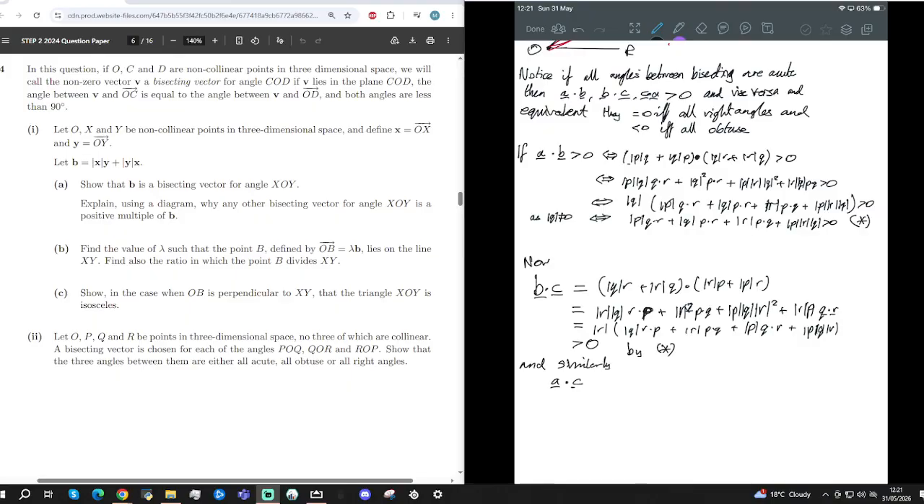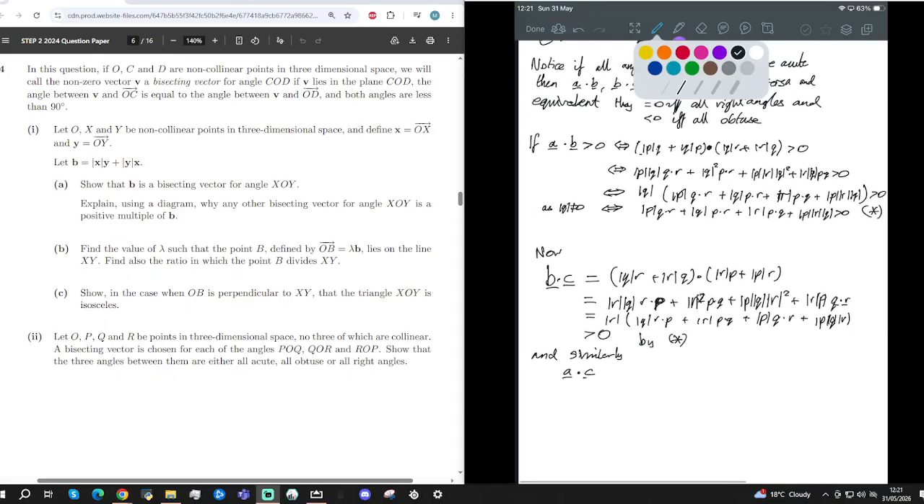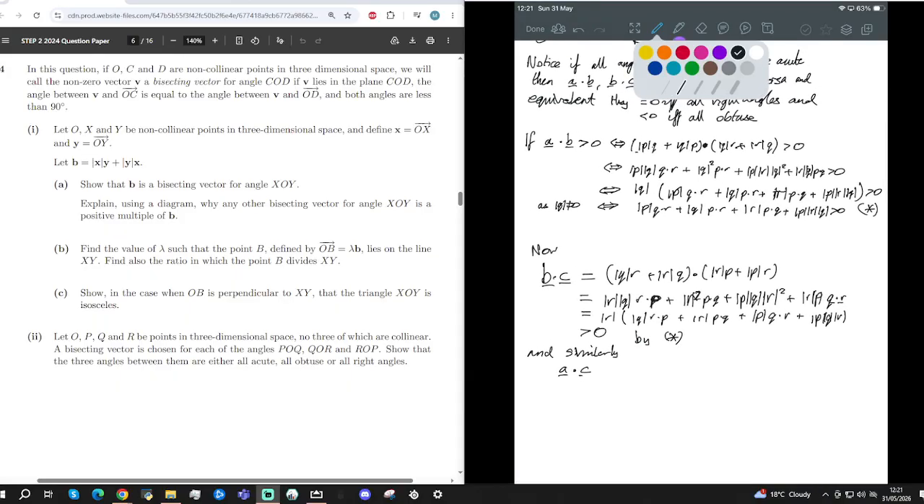Pen's just died. Hold on a moment. Well, you can see what happens. I might not be able to complete this proof here because that pen has just run out of power. But you can see that A dot C will have the common factor of P, so that will also be greater than 0.